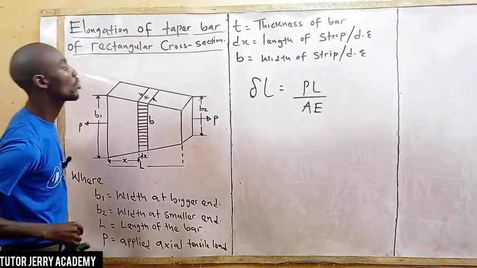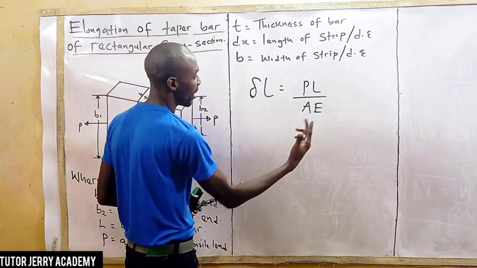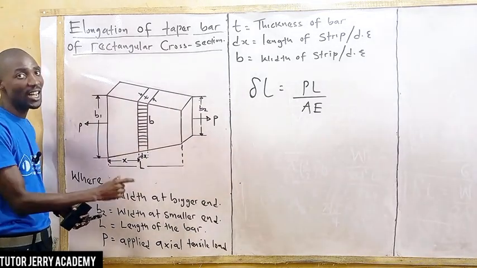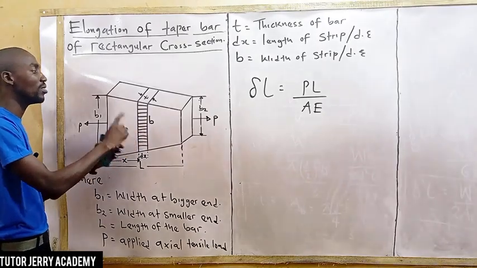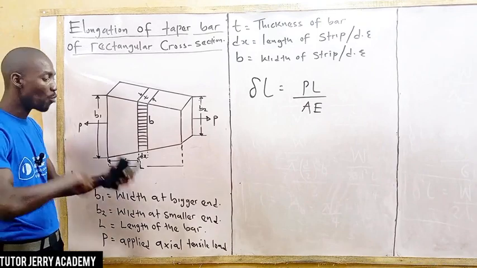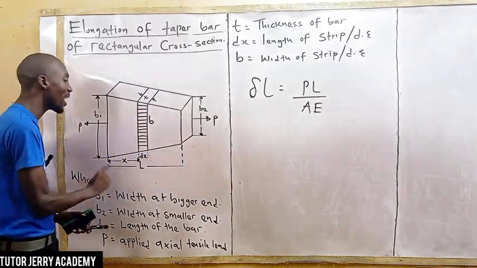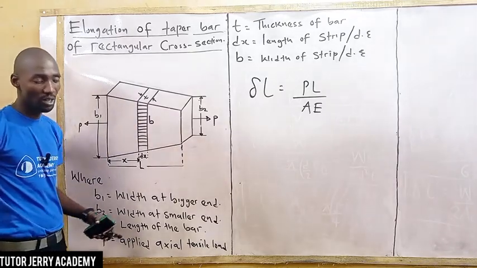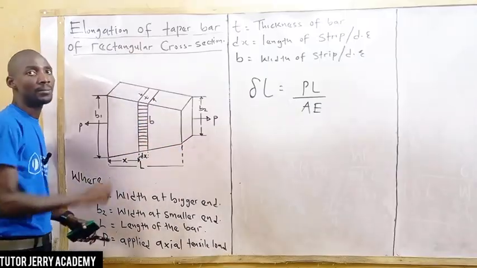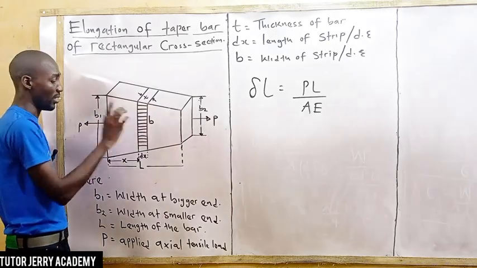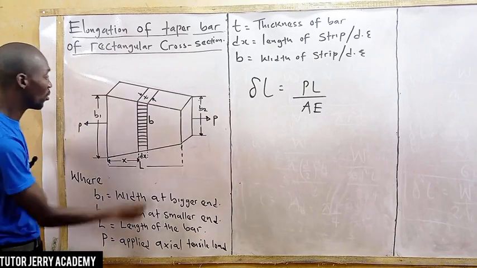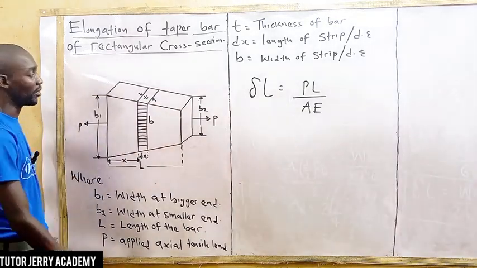So now for us to continue with this, we are going to look for the area. But how are we going to look for the area of this differential element? Because we want to consider the deformation of this differential element. After we've gotten the deformation of the differential element, then we integrate it to get the total elongation of this rectangular cross section. All right, for us to get the area, we are going to look for B, the width of the strip. We are going to look for the width of this differential element.